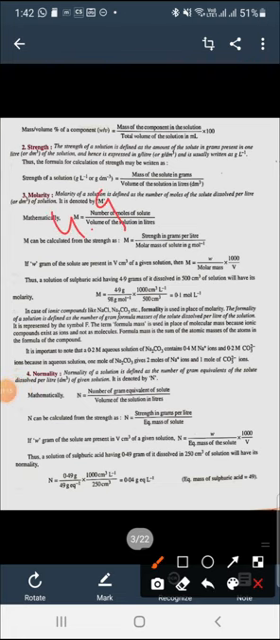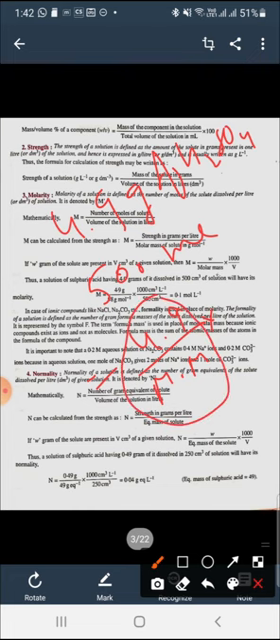If we have 4.9 gram of H2SO4 dissolved in a particular solvent to form a solution of 500 ml, then molarity will be equal to number of moles, equal to 4.9 upon molecular mass. This is number of moles upon volume, 500 ml. As I said, if the volume is in ml, then multiply with 1000. Now what is the molecular mass of H2SO4?